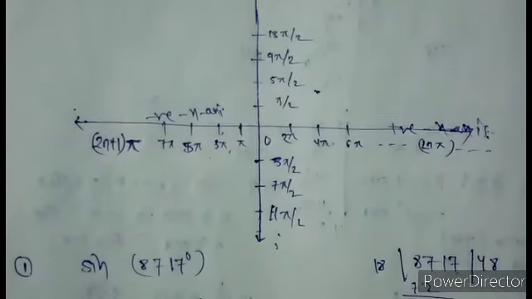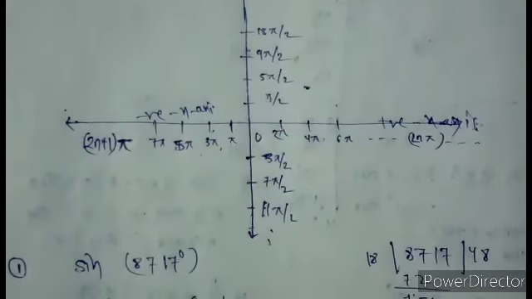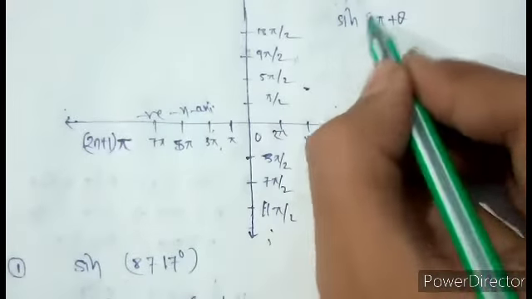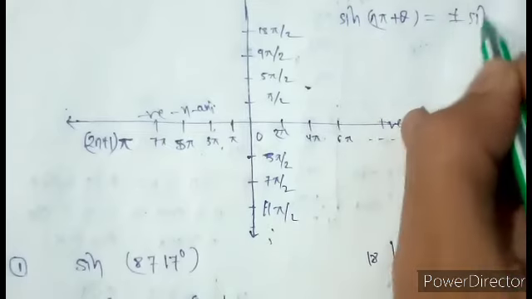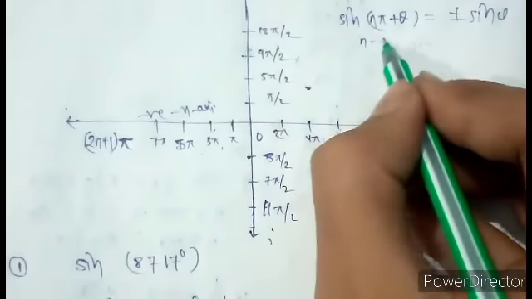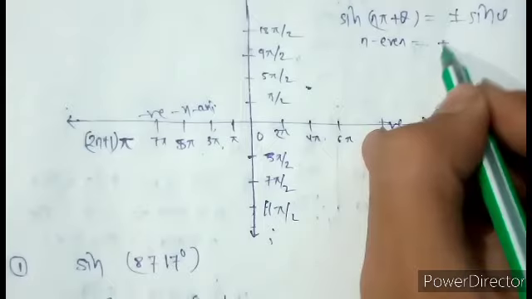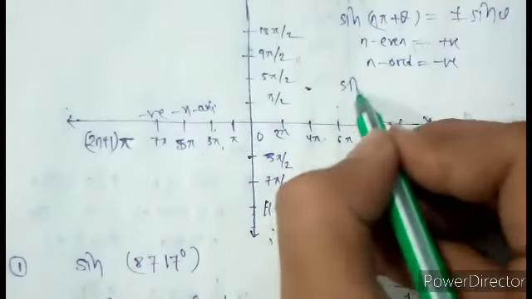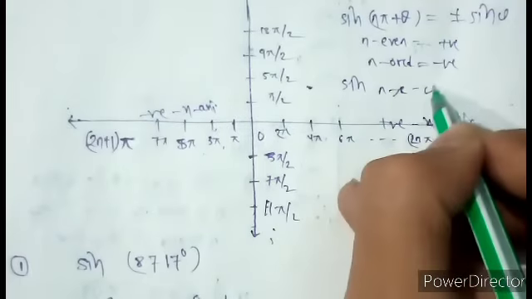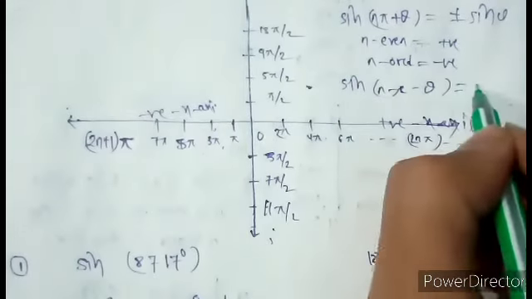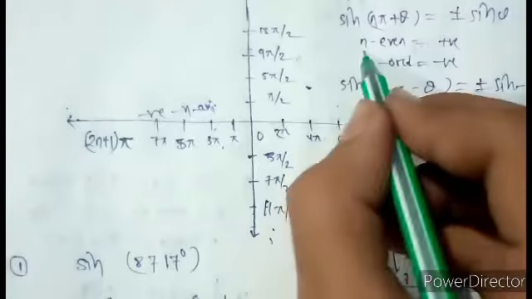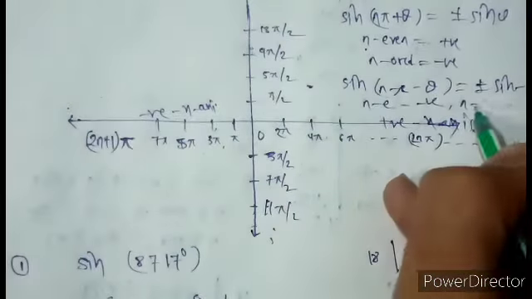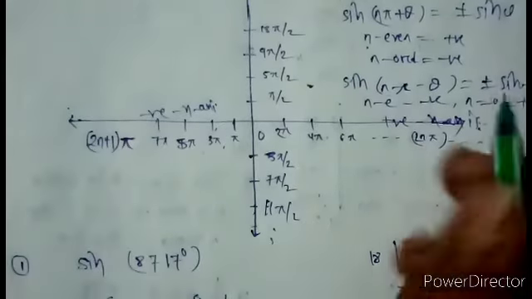Then come to a problem. We know the formula sin(n pi plus theta) is equal to plus or minus sin theta, where n is even, sin theta is positive, and where n is odd, sin theta is negative. Also sin(n pi minus theta) is plus or minus sin theta. Here it is the opposite: where n is even, it is negative, and where n is odd, it is positive.